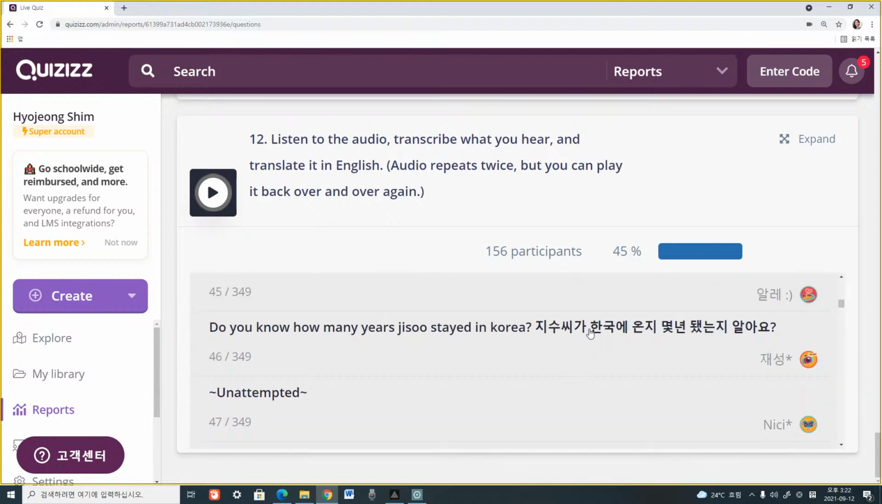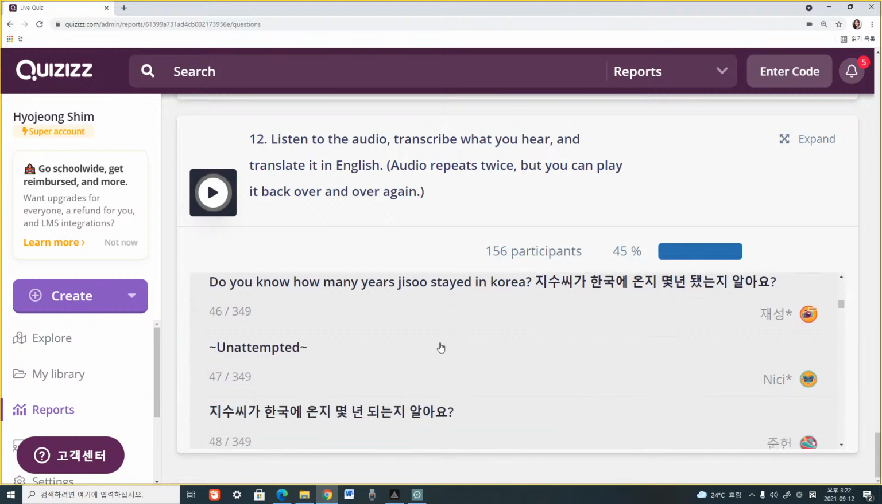여기 있다. 지수가 한국에 온 지 몇 년 됐는지 알아요. 재성 씨 잘했고요. 한국에 온 지. The only typo would be, it's not very important, guys. I'm not trying to be a grammar police here, but this 온 지 has to be spaced, and this 됐는지 doesn't have to be spaced. This is one of the spacing rules that confuse even the native speakers a lot. It really confuses the hell out of me.